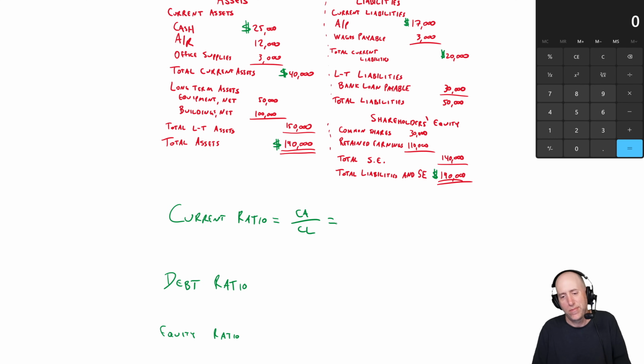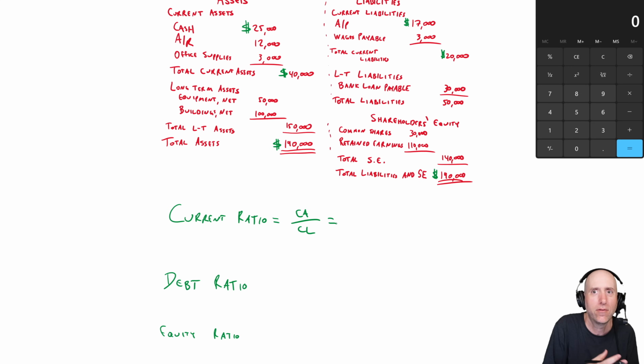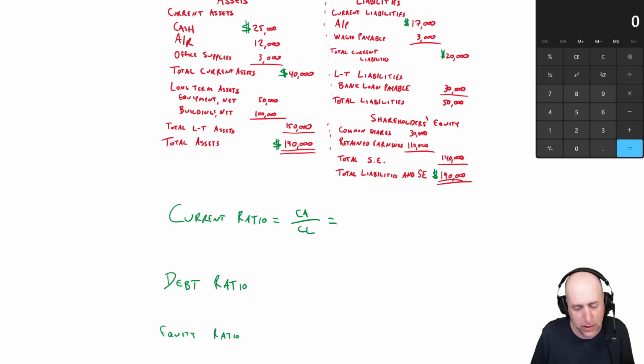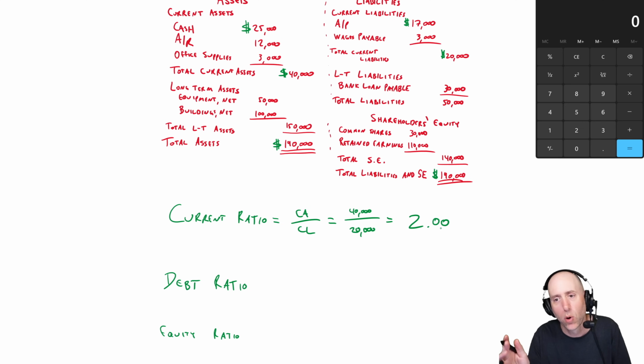And you can almost see it pictorially here: do I have my debts covered, right? Do my assets cover my debts? Can I pay my bills? Maybe another way of putting it. So in this case, the current assets are 40. The current liabilities are 20. 40 divided by 20 is 2. I put some decimals there. Normally you'll have decimals in this one, but this one happened to work out to an even number.